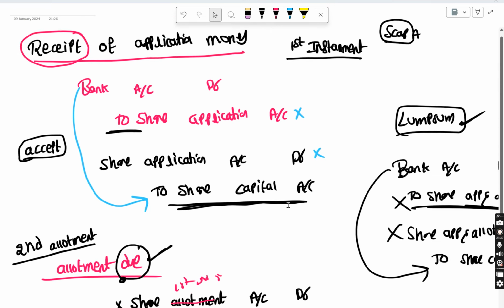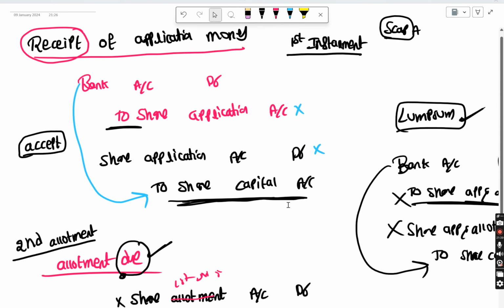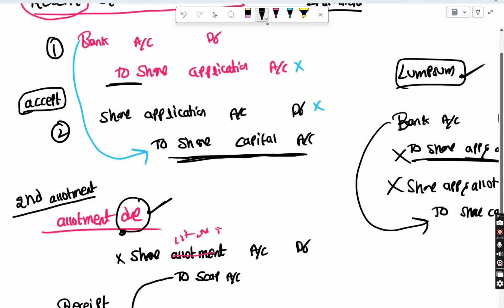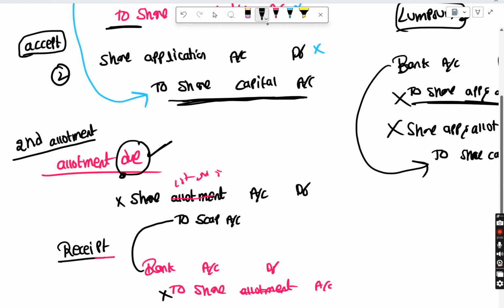Okay, sir. Now, here, in the receipt of application money, this first entry and then second entry are different, but from the second installment onwards, all entries are similar. Only the application entry is different. For the remaining, from allotment, we have a due entry and a receipt entry.